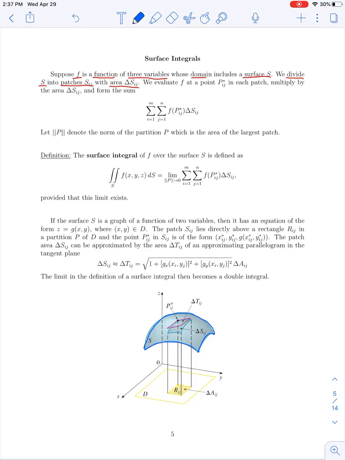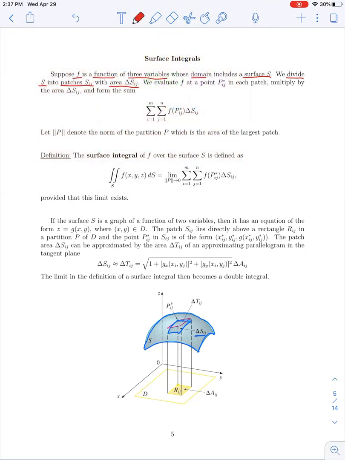and for this surface, we're going to divide it up into little bitty patches. One such patch I've shown here, and the area of that patch is delta S sub ij. So we're going to divide up our surface into these little bitty subsurfaces, which we call patches, and we can find the area of each of those surfaces. We'll denote them as delta S sub ij.